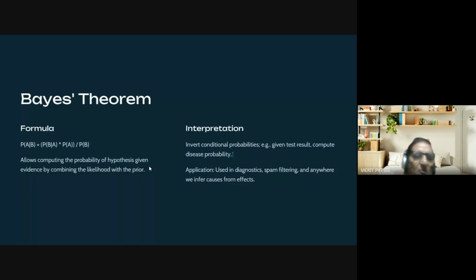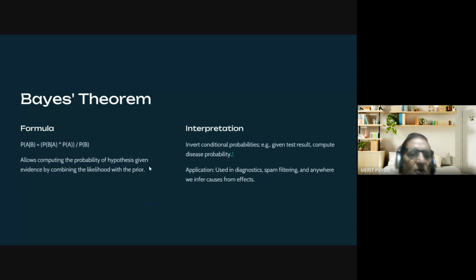Then what is Bayes theorem? P(A|B) = P(B|A) × P(A) / P(B). So according to this, P(A|B) is given by this relationship.